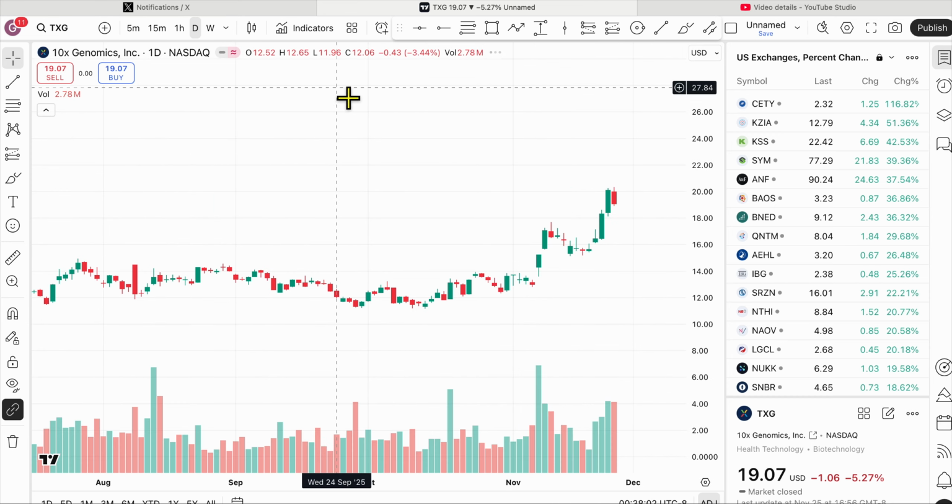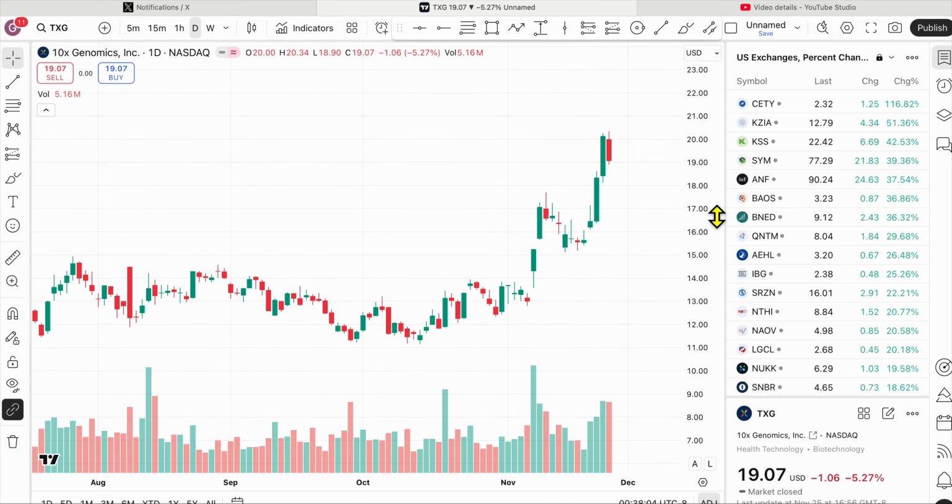I'm going to change the time frame here real quickly to the daily time frame, and just eyeballing it, you can just notice obviously that we're in an uptrend here, but we also have a series of higher highs. So as the highs are moving from left to right, they're moving higher. The lows, as they're moving from left to right, are also moving higher. So we are in an uptrend currently in TXG.